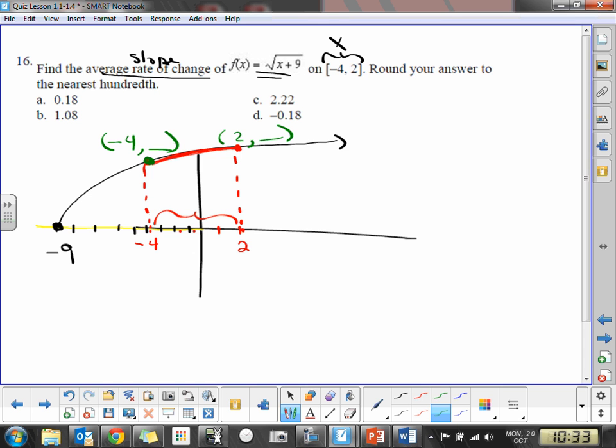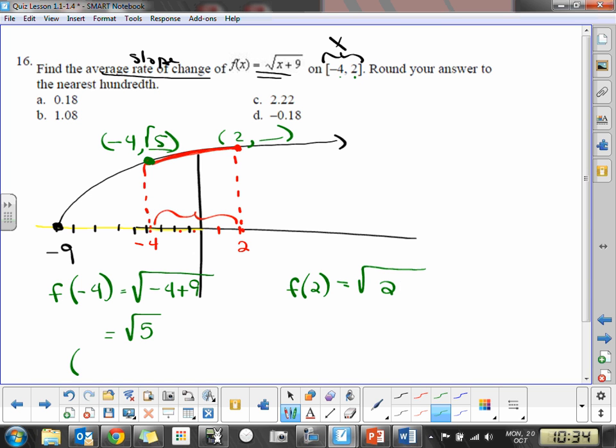We're going to find those somethings by evaluating our function f at negative 4 and f at positive 2. They're giving you the x values here at negative 4 and 2. Go find your corresponding y value. So it's going to be the square root of, put in a negative 4, add 9, square root of 5. So one ordered pair is negative 4, square root of 5. And the other ordered pair, we put in a 2, it's 2 plus 9, which is the square root of 11. So that's 2, square root of 11.